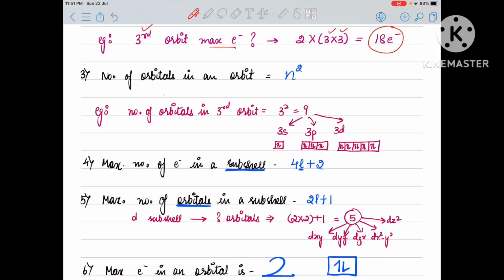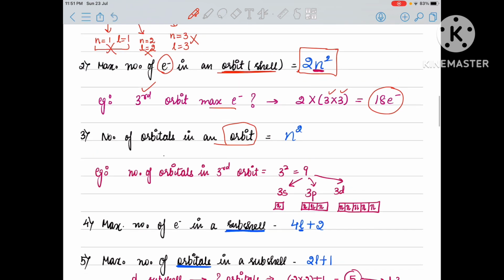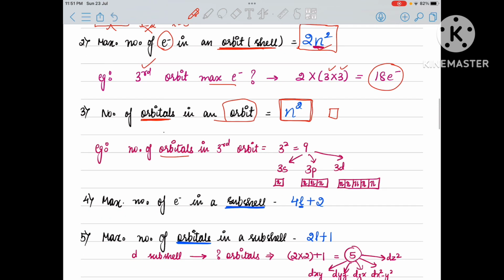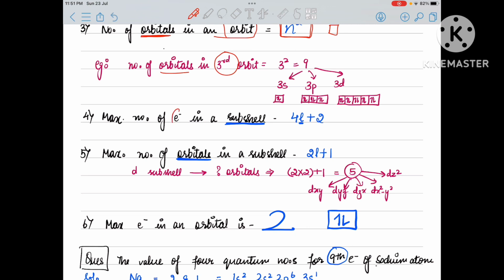Moving on to the number of orbitals in an orbit. You have to focus on these words. The number of electrons in the orbit, the formula is 2n square. The number of orbitals means how many boxes are possible in an orbit. The answer is given by the formula n square. So the number of orbitals in the third orbit would be 3 square, that means 3s, 3p and 3d. Now, the maximum number of electrons in a subshell. Subshell means he is talking about l.